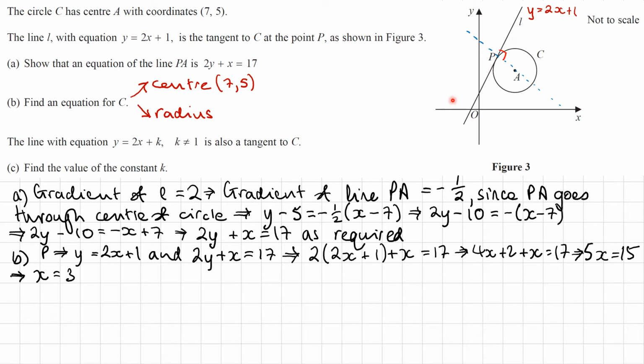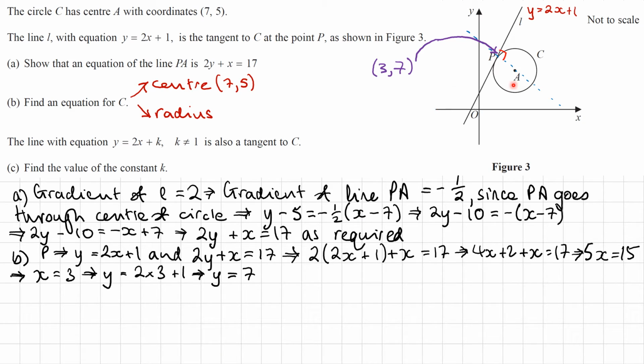So now I have the x coordinate of this point P. So let's just do an arrow pointing towards it here. So what we've got so far is 3. And now we want to find the y coordinate. And the easiest way to do that is just to substitute this x into either one equation. I'm going to pick the first one, y equals 2x plus 1, it's easiest. So y is equal to 2 times 3 plus 1. So that gives me a y coordinate of 7. So 3, 7 is this point on the circumference.